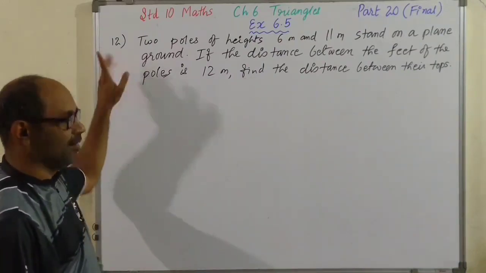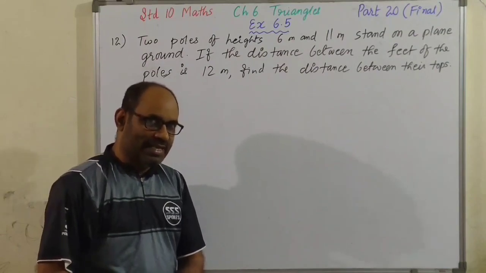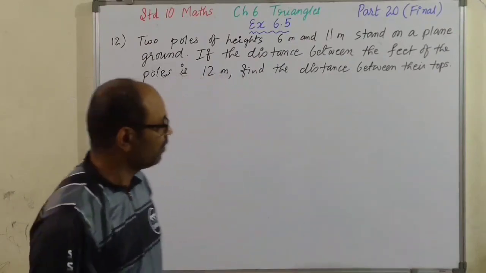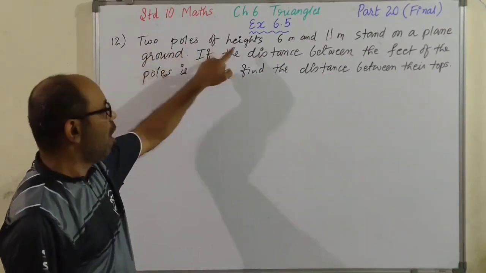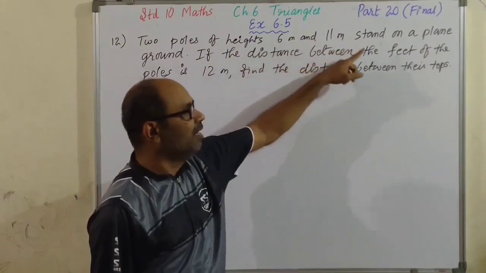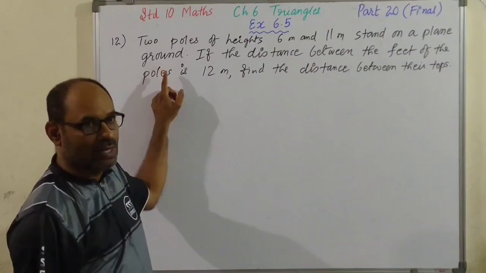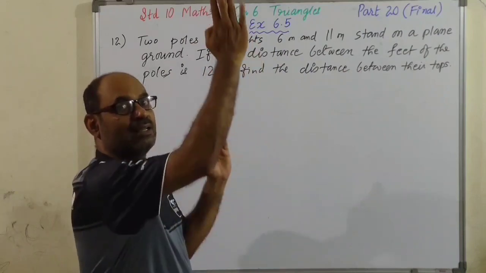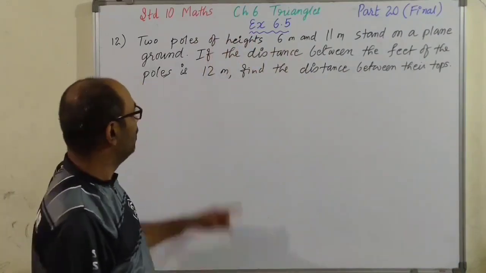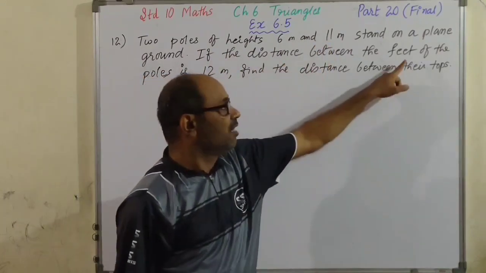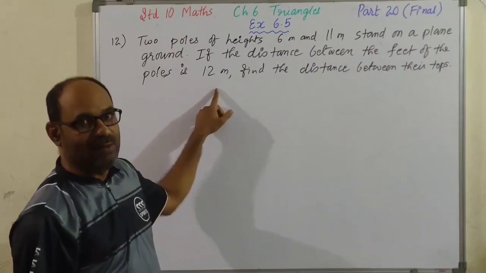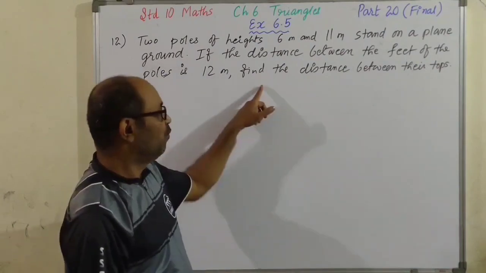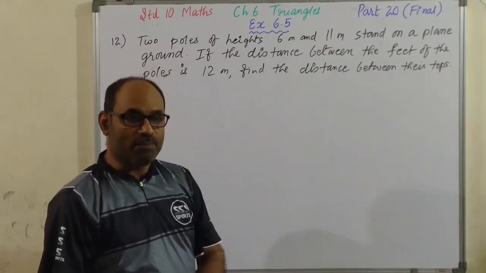We move on to the next number, and the number is 12. Let us read the statement and try to find out what we have to find. 2 poles of heights 6 meter and 11 meter stand on a plain ground. One pole is of height 6 meter and the other, taller, is of height 11 meter. If the distance between the feet of the poles is 12 meter, that means the 2 poles are 12 meters apart. Find the distance between their tops.